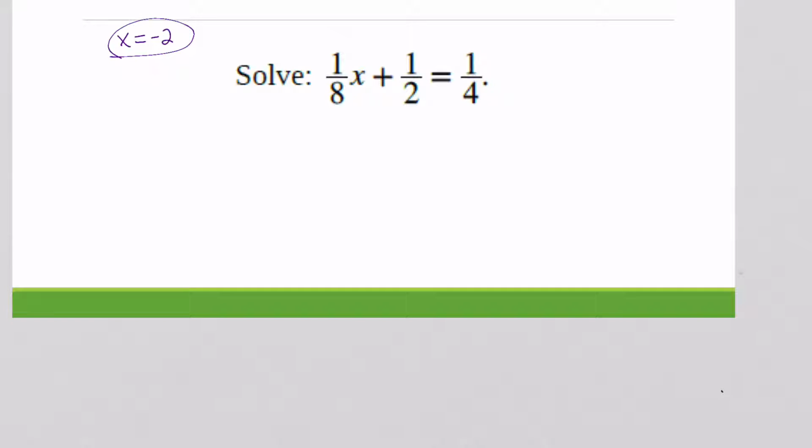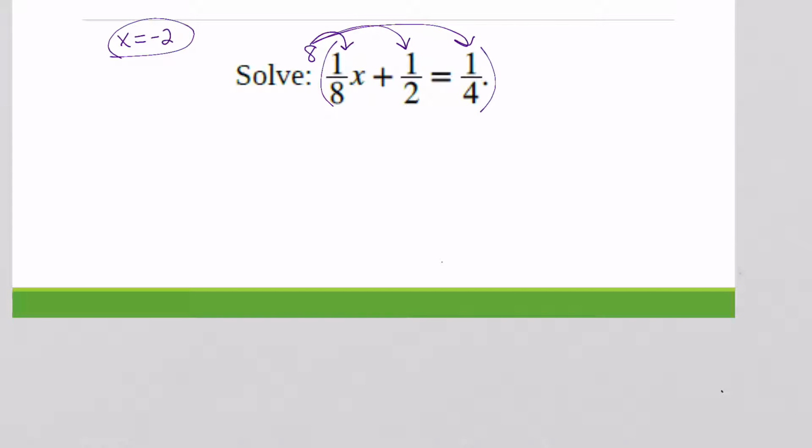Okay, so another way to work the problem is take a look at those denominators, 8, 2, and 4. And if I had to create common denominators for all three of these fractions, what would that be? Well, the common denominator would be 8. So, if I multiply each and every term by 8, so that means I'm going to distribute 8 times everything. Let me show you what happens.